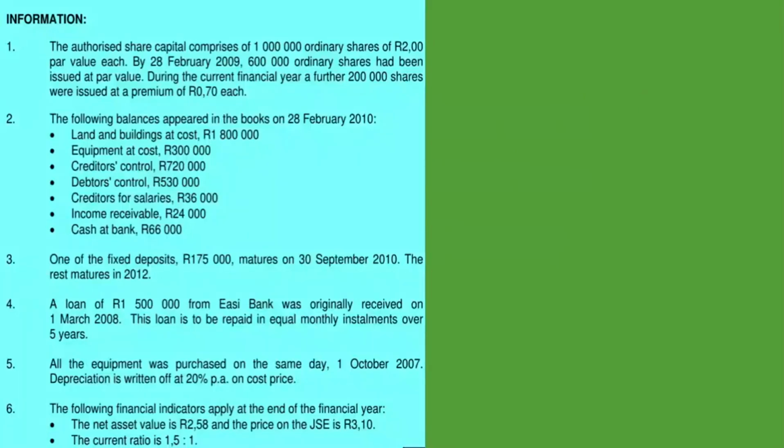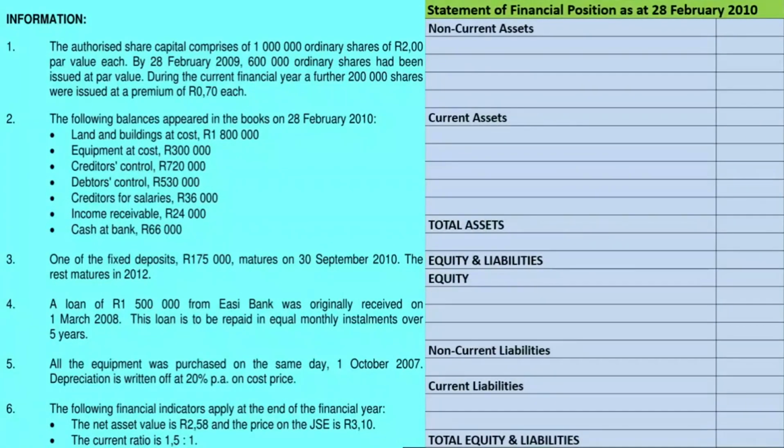So here we are given information and we are asked to do the statement of financial position as of 28 February 2010. I've already drawn up the format of the statement of financial position, and we just need to do what is required from the information here and plug in the amounts. So let's look at number one.